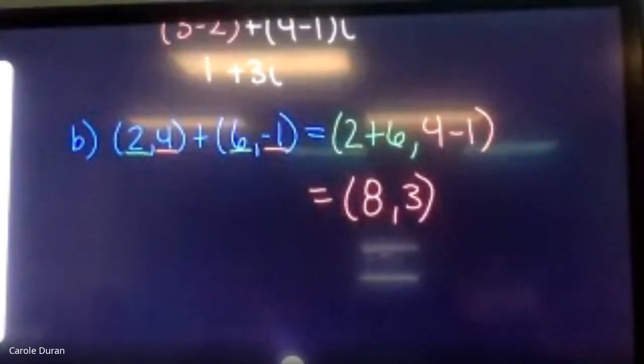Questions so far? Is anybody confused by what we've covered thus far? The only new part was adding and subtracting complex numbers. It's the only new part we've done.